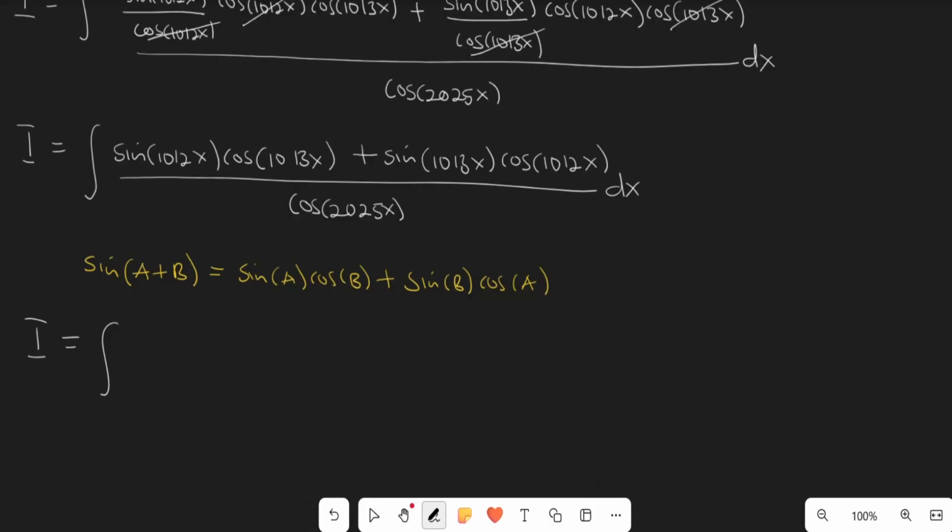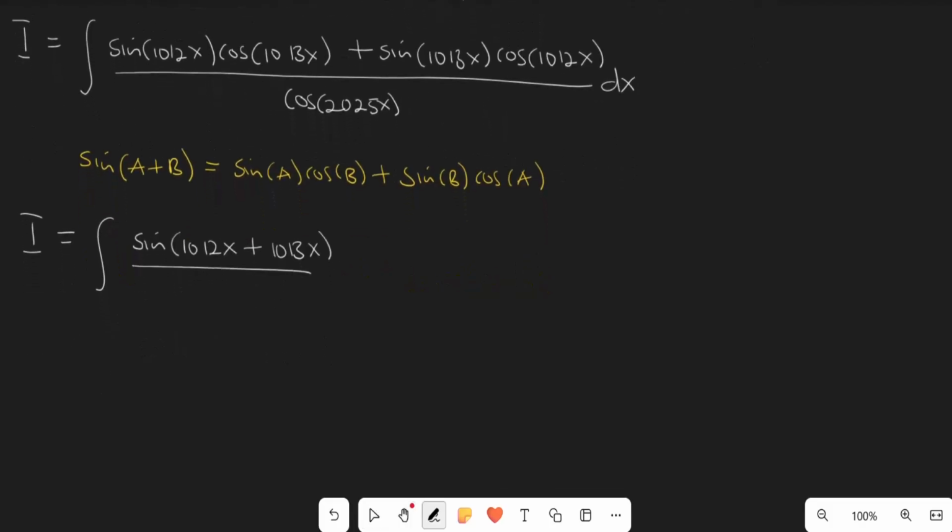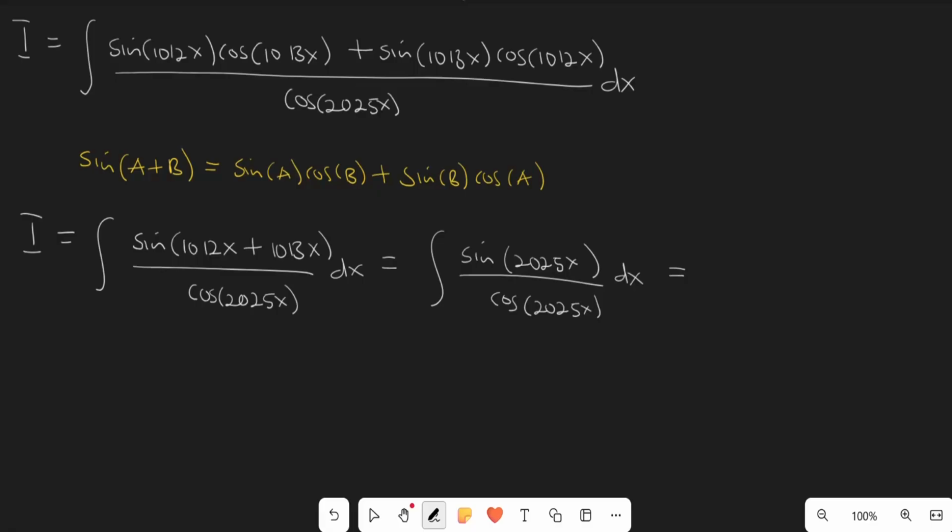So this is the integral of the sine of the angle 1012x plus 1013x all over the cosine of 2025x dx, and this one is equal to the integral of sine of what is the angle now. The angle is now 2025x because the sum of 1012x and 1013x is 2025, dx. And what is sine over cosine? Sine over cosine is the tangent. So our integral just reduces to the tangent of 2025x dx.